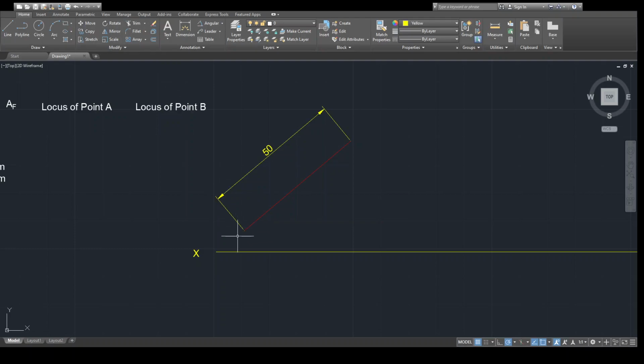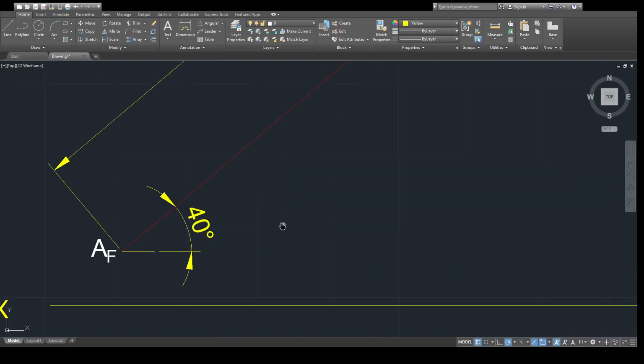So this is point A. So what I will do, AF. I will move this point to here, AF. Now I need to show the angle. So a small line I will draw, angle 40 degree. See how I have shown it here.